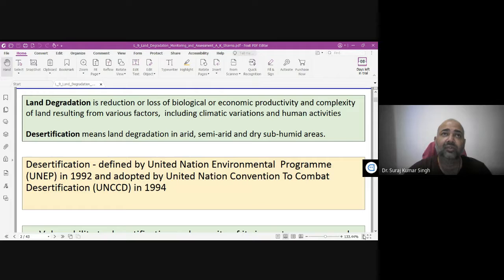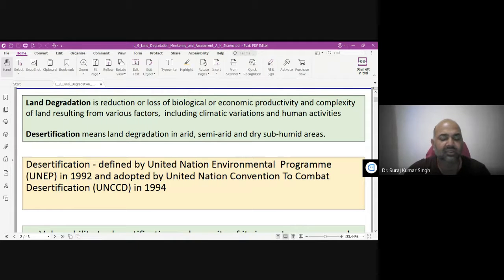So what are the things that you have to keep in mind? You have to check for biological, second is economical, third is complexity. Either it can be from climatic variation or it can be from human activities.